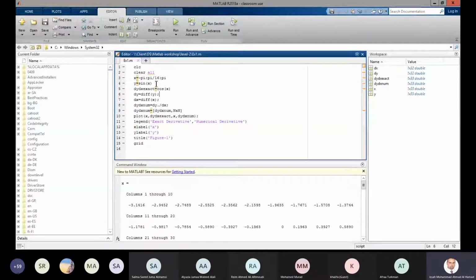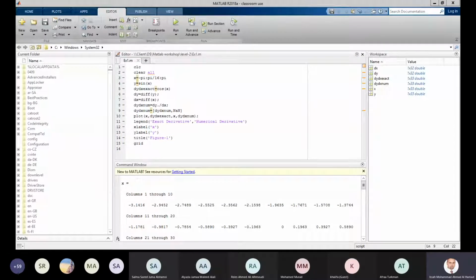Okay, let me add one more thing here, and I will show you how to do subplots as well in the same example. Subplots in Matlab means that you need to make one or more than one graph in the same plot.